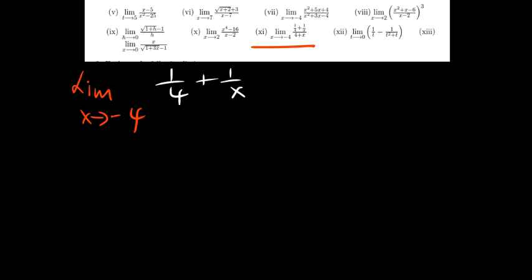So we're now on question number 11. So you have the limit as x approaches -4 of 1 over 4 plus 1 over x, over 4 plus x. So how do you handle this one?